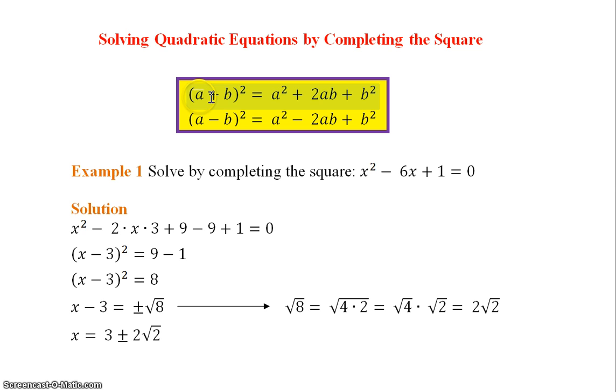Square of sum of the two terms a and b equals the square of the first term plus twice product of the terms plus the square of the second term. Square of difference equals square of the first term minus twice product of the terms plus the square of the second term.